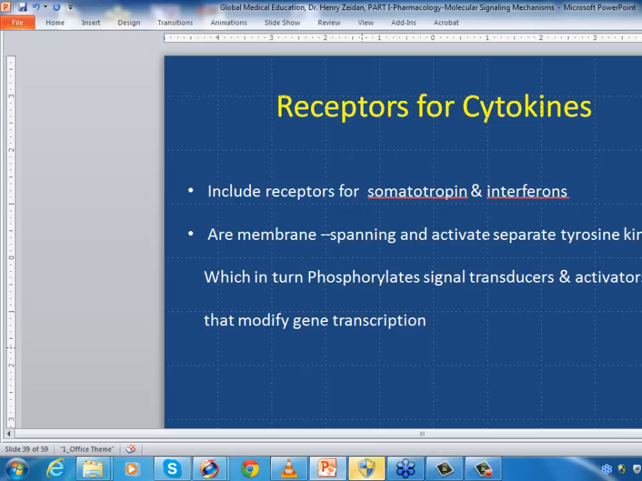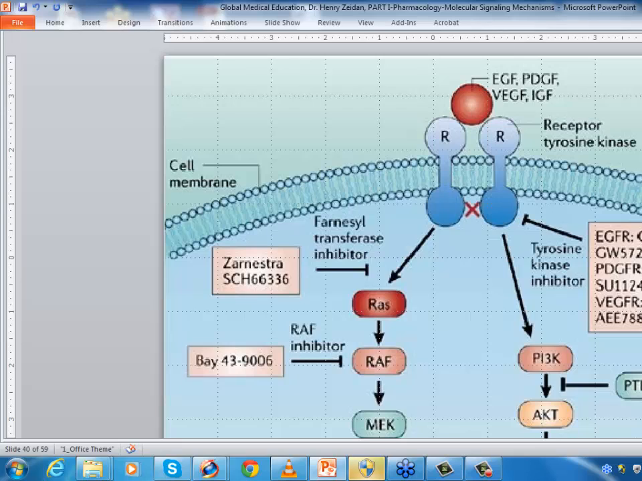They tend to phosphorylate signal transducer and activator, STAT, that tends to modify gene transcription. This is a beautiful illustration here. Where do you see that? You see that with growth factor hormone. You see that with platelet growth factor hormones. And in fact, you can actually have a complex system between EGF and steroid hormone, or EGF and tyrosine kinase.